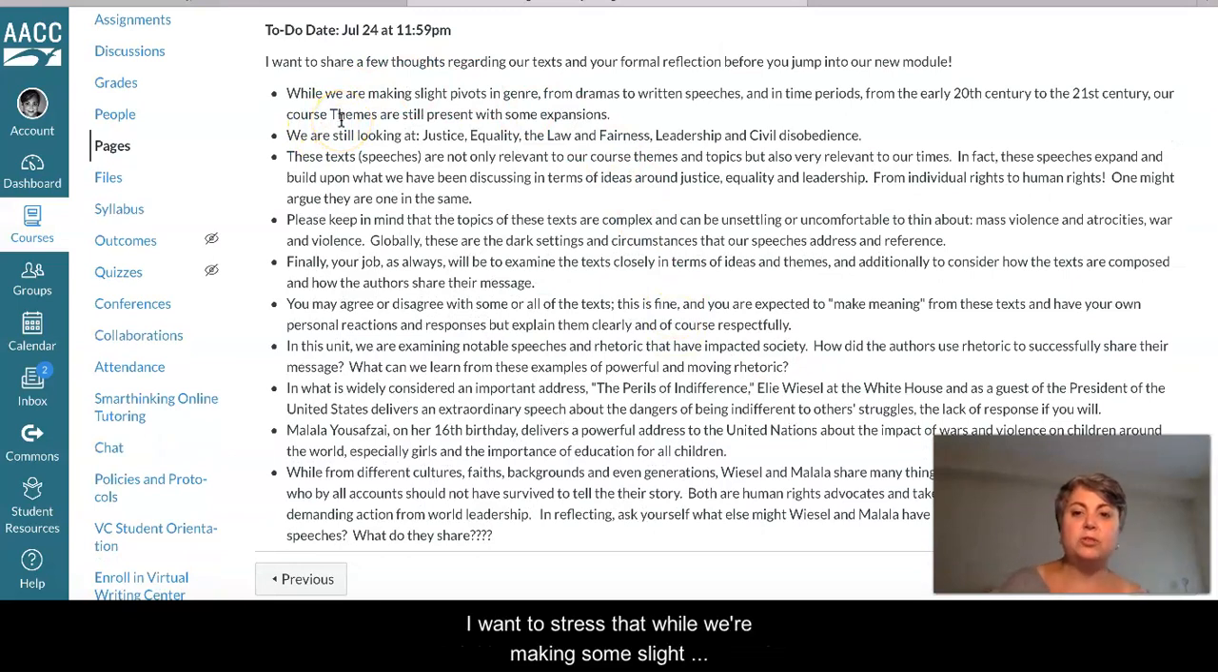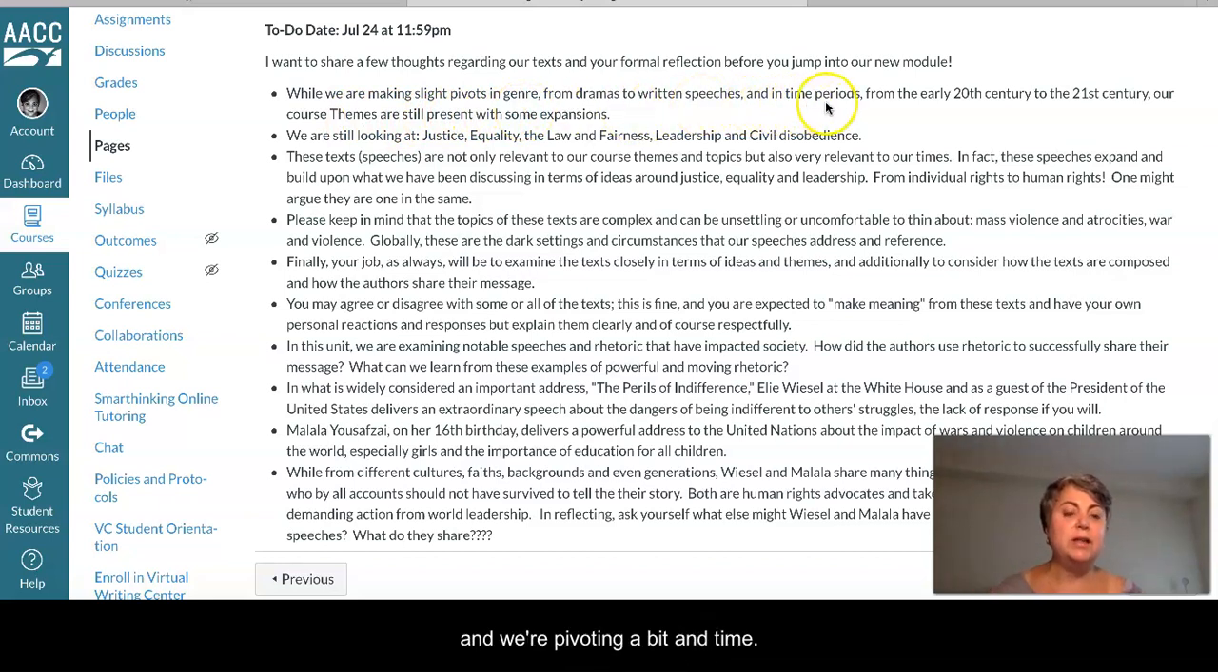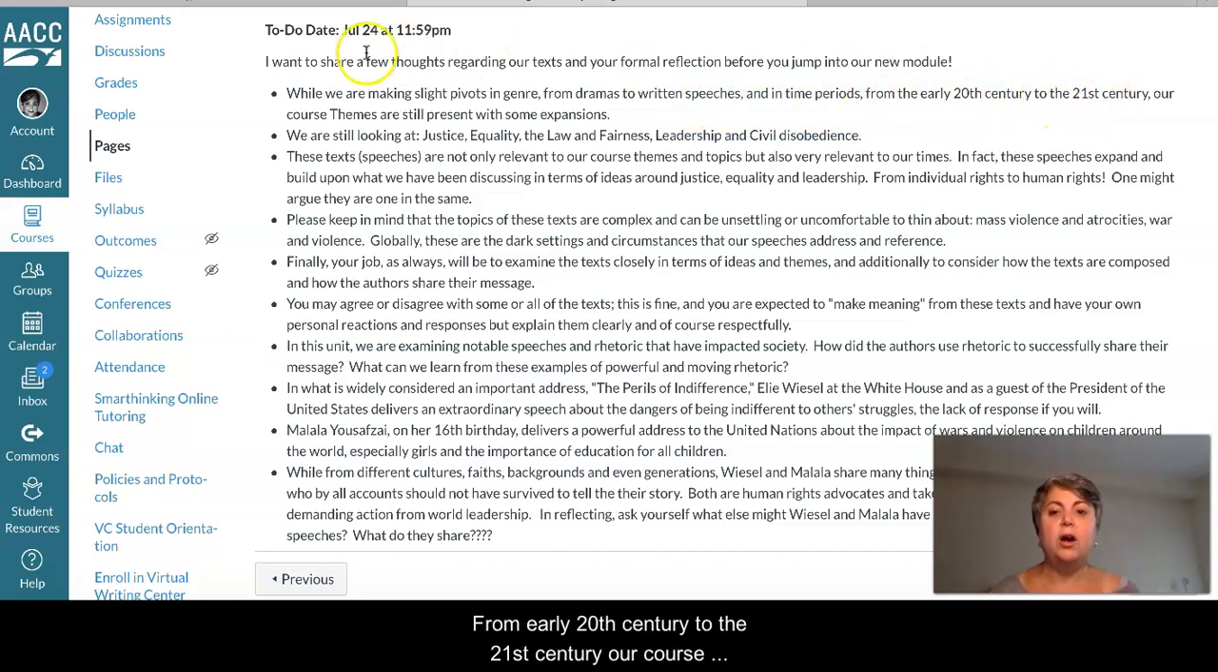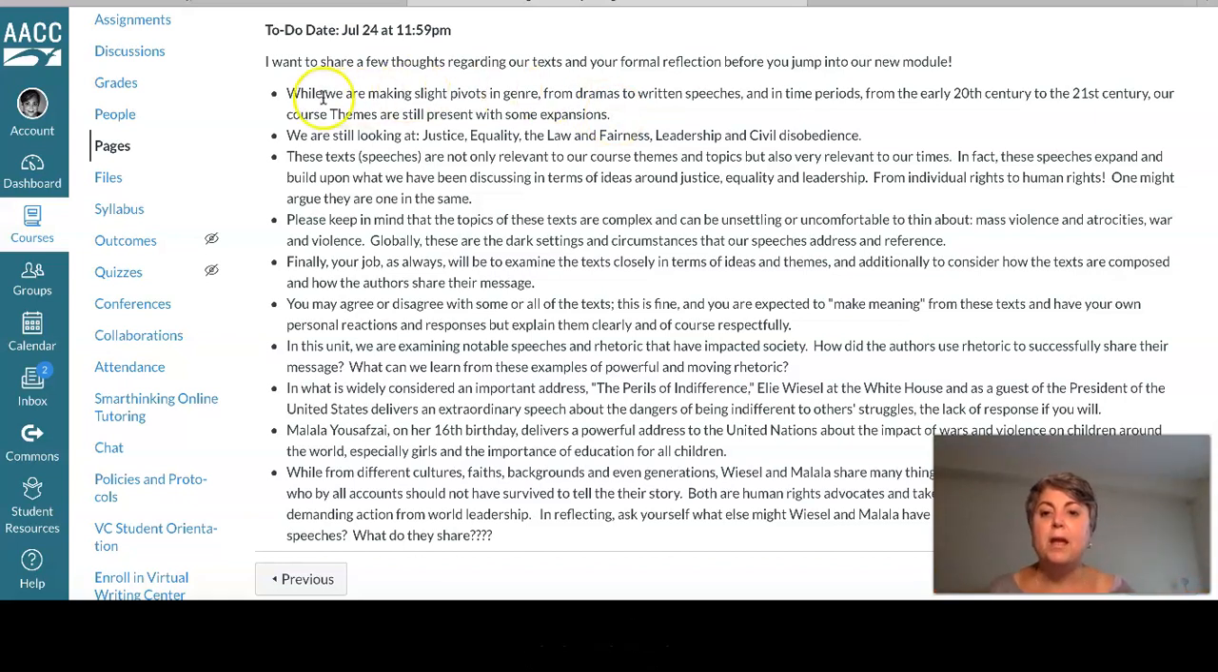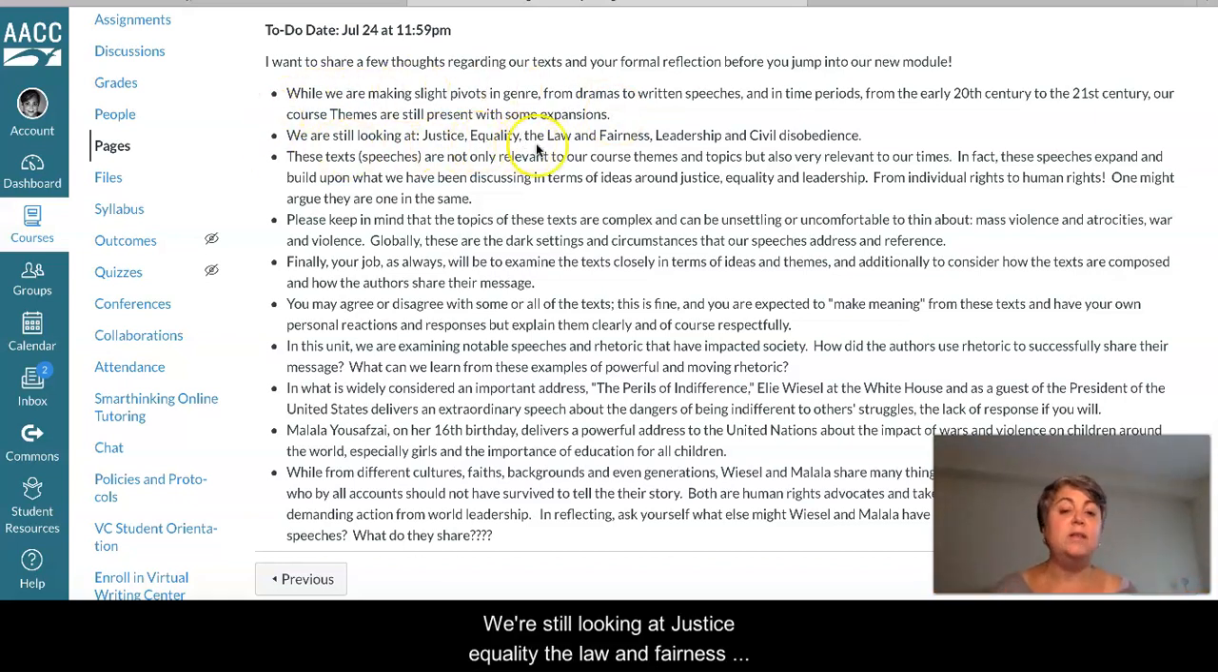First, I want to stress that while we're making some slight pivots in our genre, from dramas to written speeches, and we're pivoting a bit in time period from early 20th century to the 21st century, our course themes are still present, right? Justice, leadership, and equality, but we're expanding, we're building here, okay? We're still looking at justice, equality, the law, and fairness, leadership, and I think a little bit of an expansion here, human rights and civil disobedience, okay? Not exactly what we've been talking about, but definitely closely related.